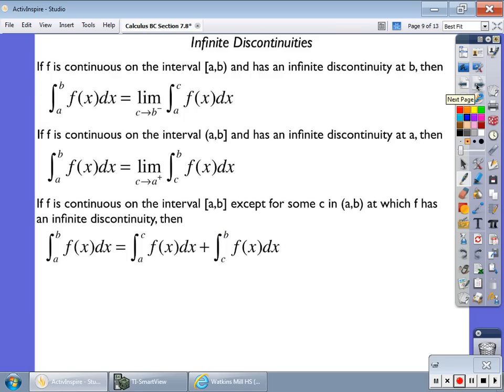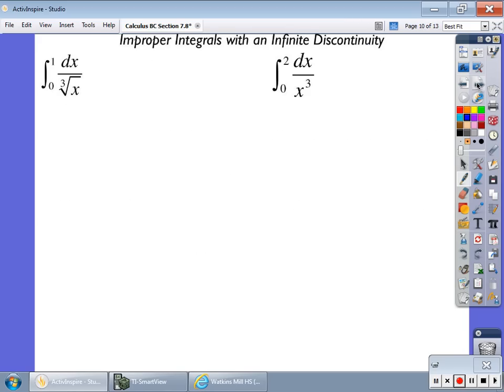And so, infinite discontinuities. If f is continuous on the interval from a to b and has an infinite discontinuity at b, then what we're going to do is replace that upper limit of integration with some other letter, and then we're going to let c approach b from the left-hand side. Now, I think this is easier to see if you actually see an example. And so what I'm talking about is something like this case right here, the integral from 0 to 1 of 1 over the cube root of x dx. Now, you'll notice that there's a discontinuity at 0, and this is what I'm talking about.